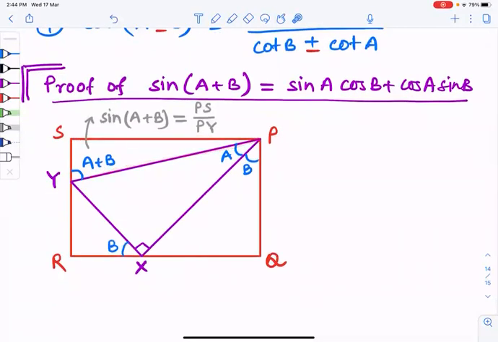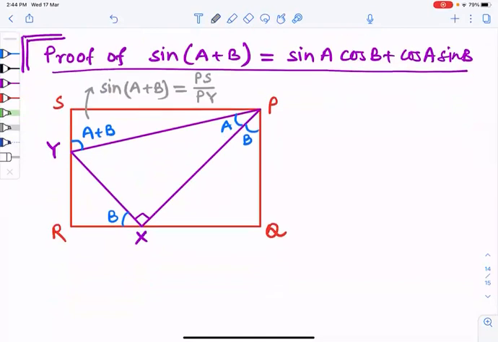Also, I can get from this triangle, of course, I have this triangle here. I can get cos B. What is cosine? Cos of B. Cos is base by hypotenuse. Okay, cos is base by hypotenuse. That is the definition I have told you. So base by hypotenuse. That means it is RX by XY.